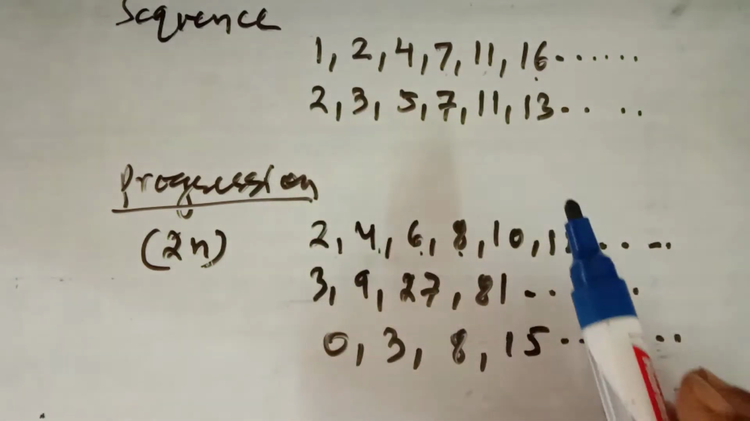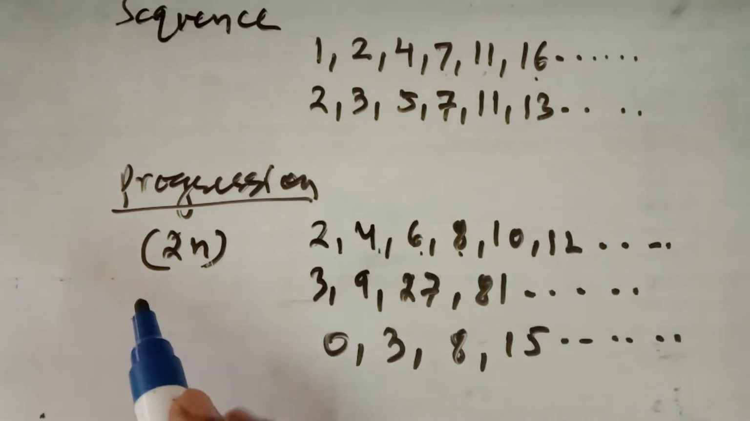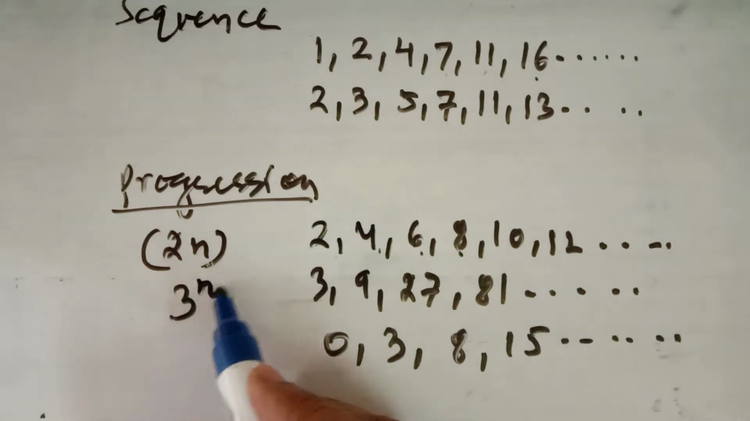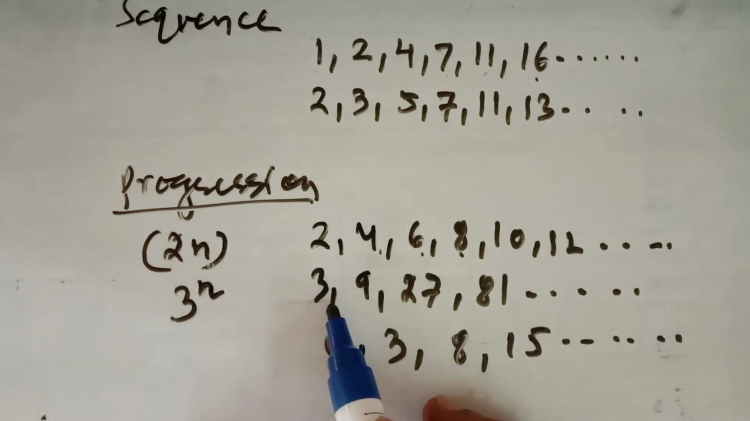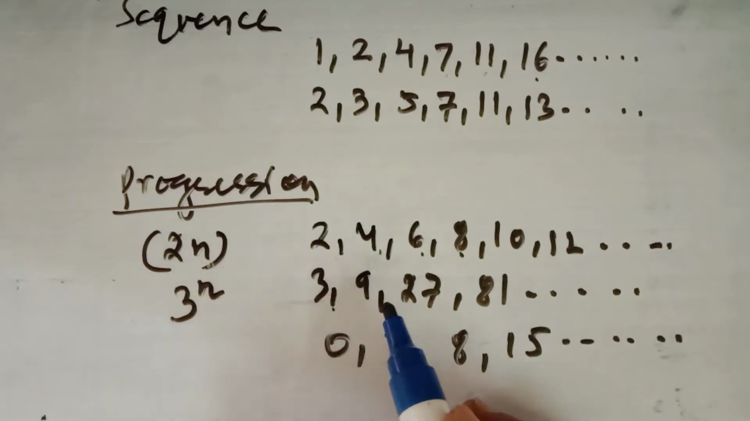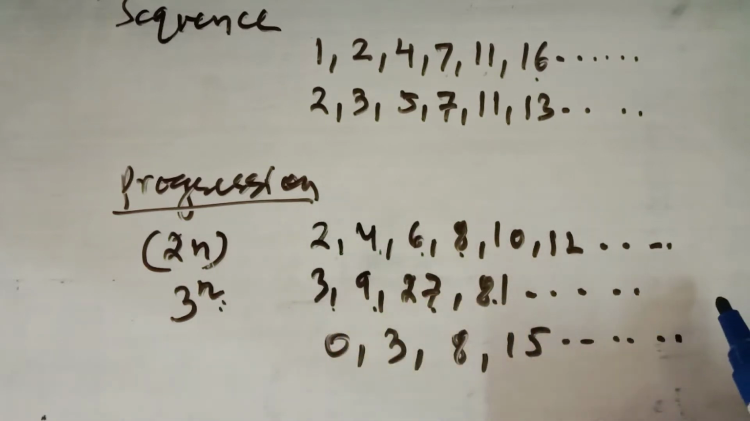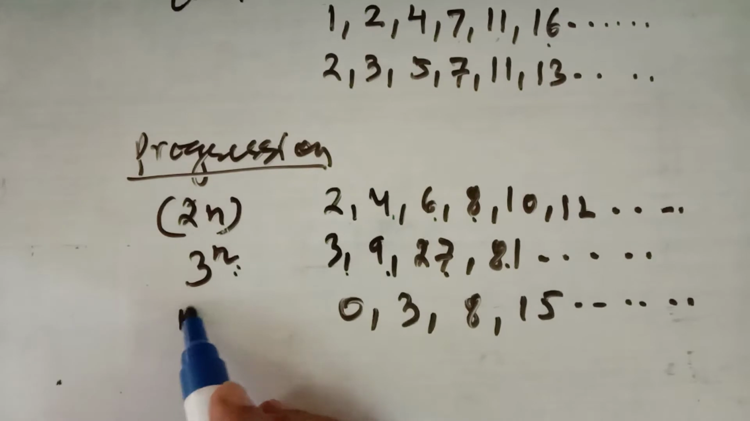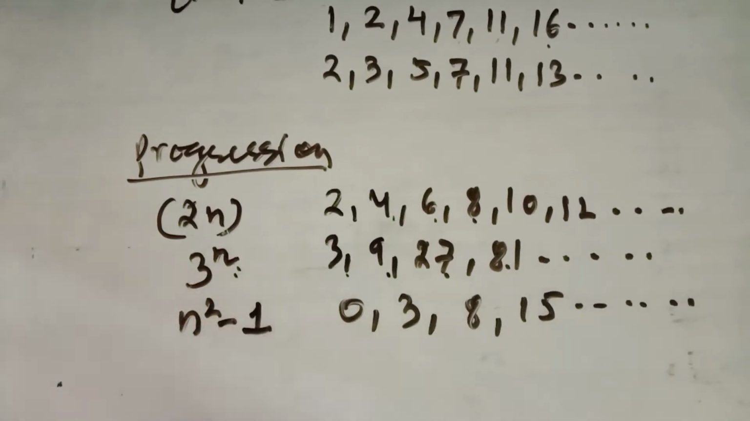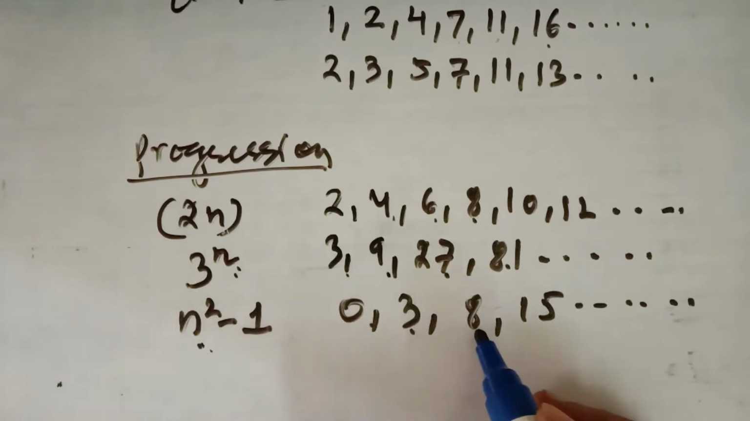These individual numbers are known as the terms of the sequence. Now for this, it is 3 raised to power n. If I replace n by 1, I will get this. If I replace n by 2, I'll get this. If I replace n by 3, I'll get this. If I replace n by 4, I'll get this, and so on. Now for this, it is n square minus 1. If I replace n by 1, I'll get this number. If I replace n by 2, 3, or 4, I'll get these numbers.